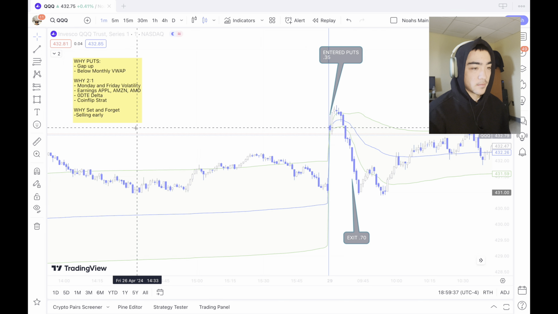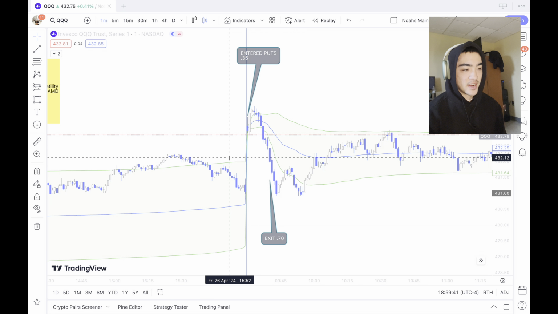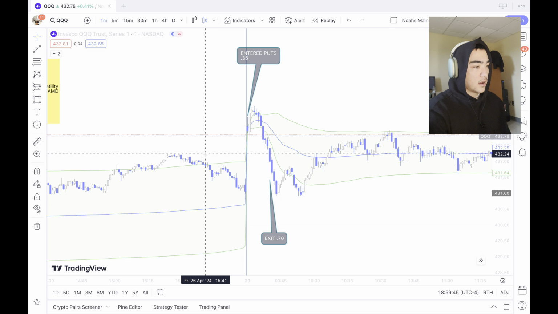I didn't trade anymore because I'm kind of a one-trade guy. If it's green, you're done. If it's red, you're done. Take the trade and move on with it.